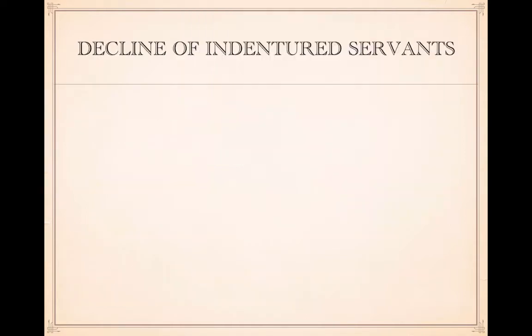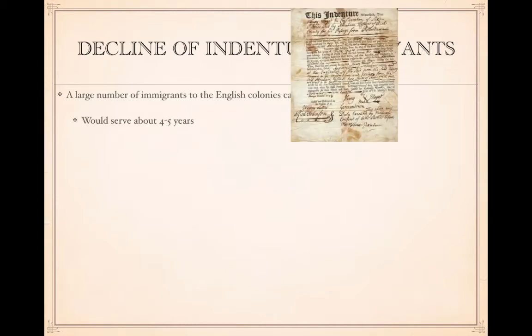Now let's talk about the decline of indentured servants. A large number of immigrants to the English colonies, especially the Chesapeake, came over as indentured servants. They would sign a contract, and the plantation owner would pay for them to come over, and in return, they would work for about 4 to 5 years. Now the headright system, that's essentially encouraging indentured servants to come over by giving plantation owners 50 acres of land in addition to having an indentured servant come over.